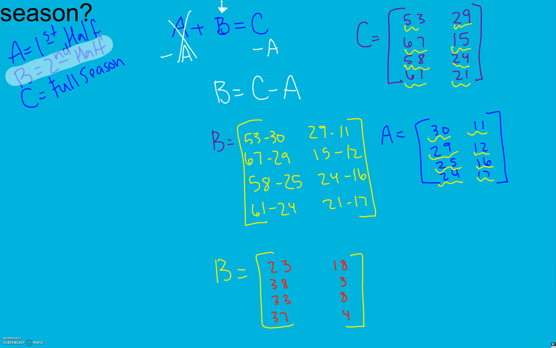Now, we're looking for which team had the best record during the second half of the season. When we compare these, remember these are wins, these are losses. We know it's not team 1. They had the fewest wins and the most losses. Okay, the team with the most wins was B. They also had the fewest losses, which means team B had the best record for the second half of the season. Team 2, sorry. Team 4 was close, but team 2 was our winner.